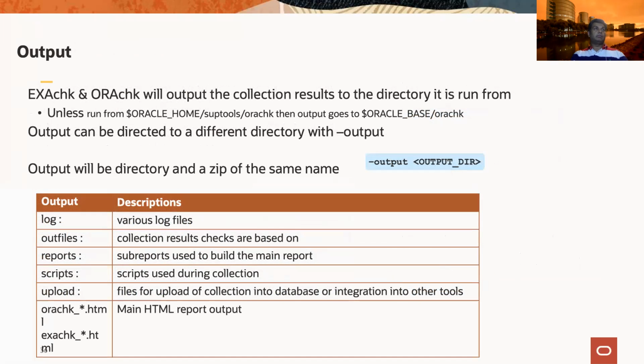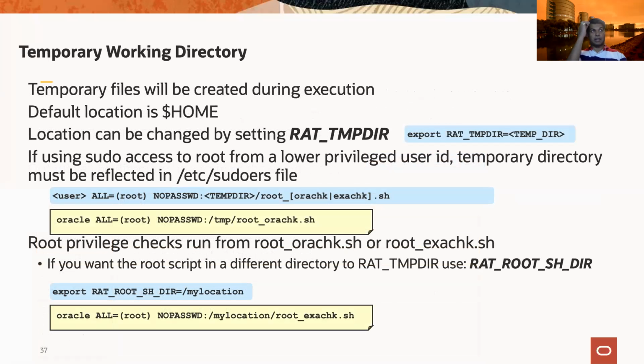By default, all the outputs go to a specific location in an output directory. The main reports are in HTML. The temporary directory can be changed. Some people want a different temporary directory than /tmp. You can specify the RAT_TMP directory location. This will basically point it to some other location. And the temporary directory in this case can also be reflected in /etc/sudoers.